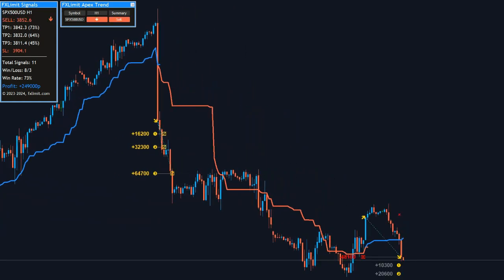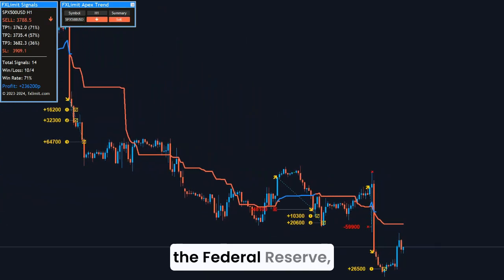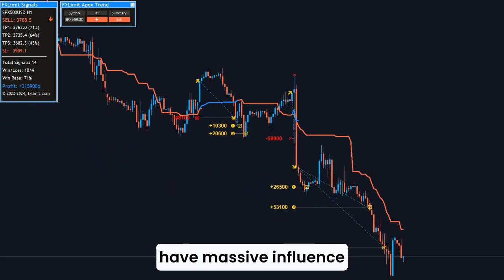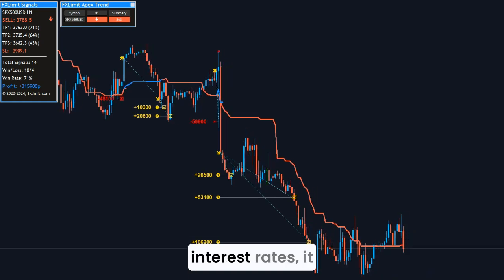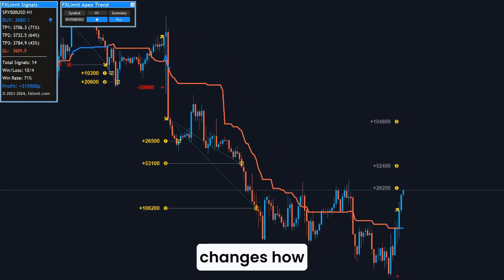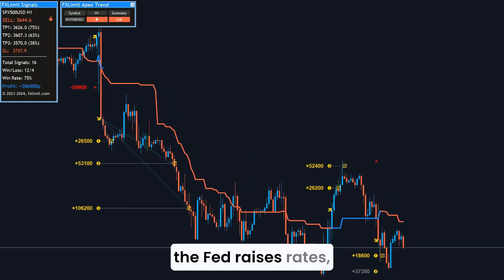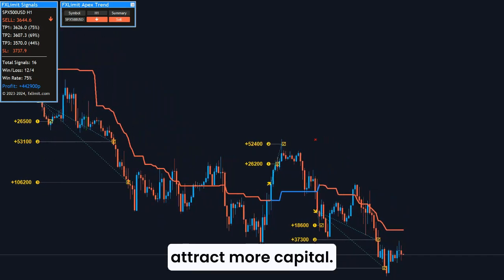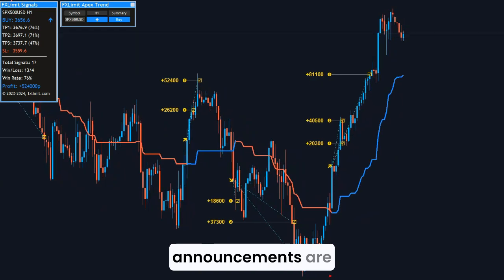step ahead. First on the list, interest rate decisions. Central banks like the Federal Reserve, the European Central Bank, or the Bank of Japan have massive influence on currency values. When a central bank raises or cuts interest rates, it changes the yield on that currency, which in turn changes how attractive that currency is to investors. For example, if the Fed raises rates, the US dollar tends to strengthen because higher returns attract more capital. Traders need to anticipate these moves and react quickly when announcements are made.